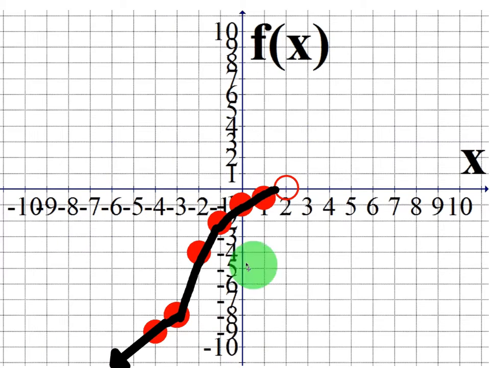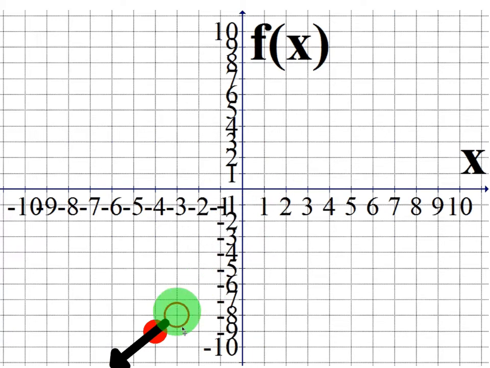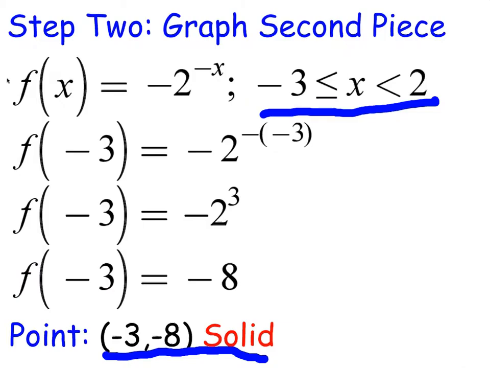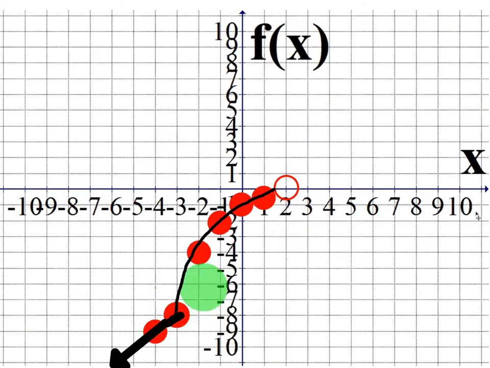So here's my second piece. I have a disjointed connection here. Let me see if I can fix that. Okay, so here's the thing. At (negative 3, negative 8), we had a hole for our first piece, right? But when we plugged in negative 3 into our second piece, it's solid. So it will actually fill that hole.